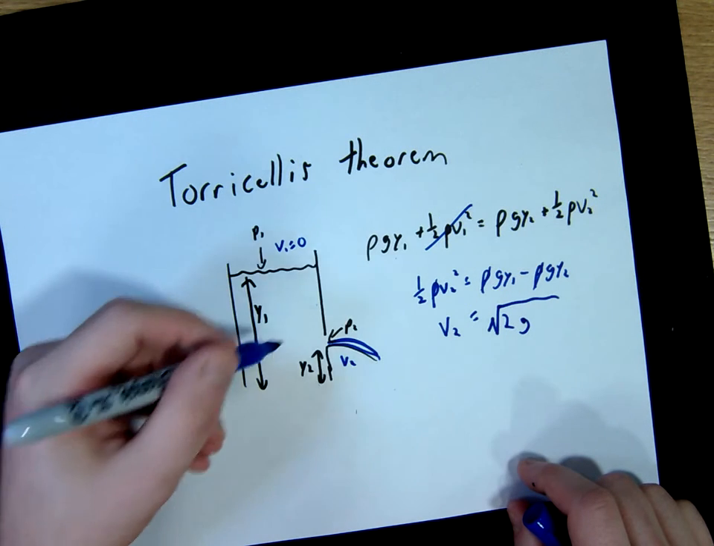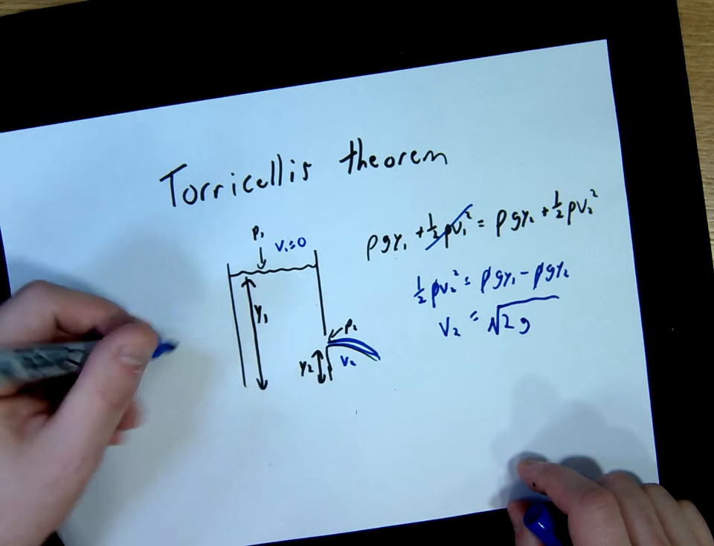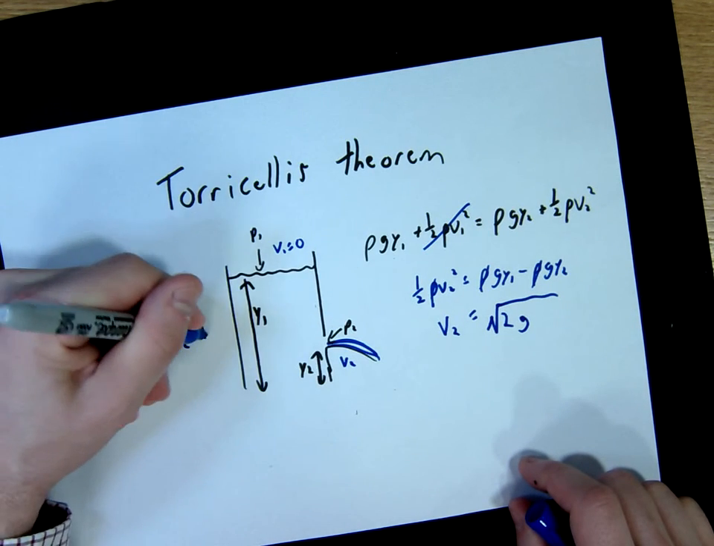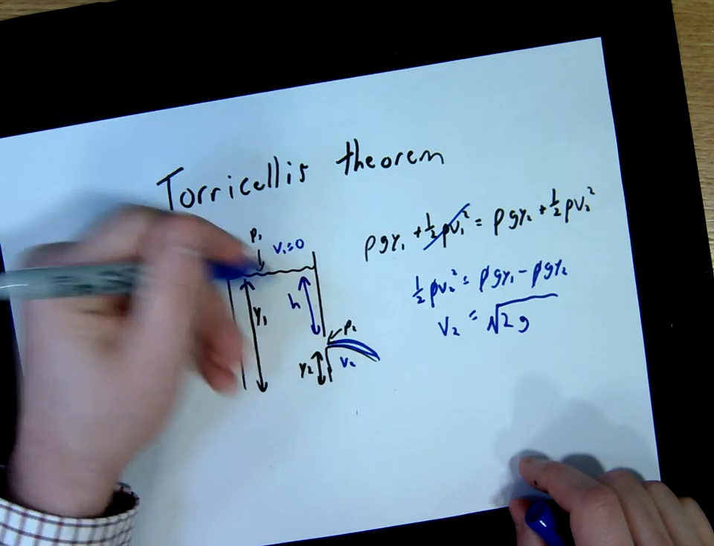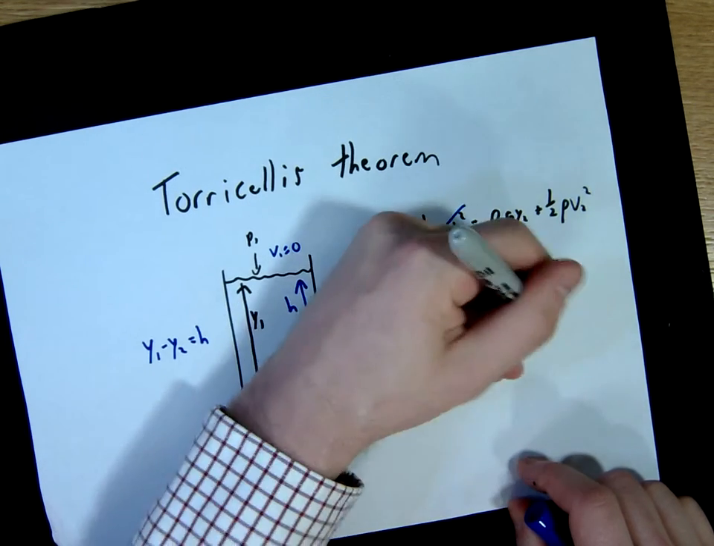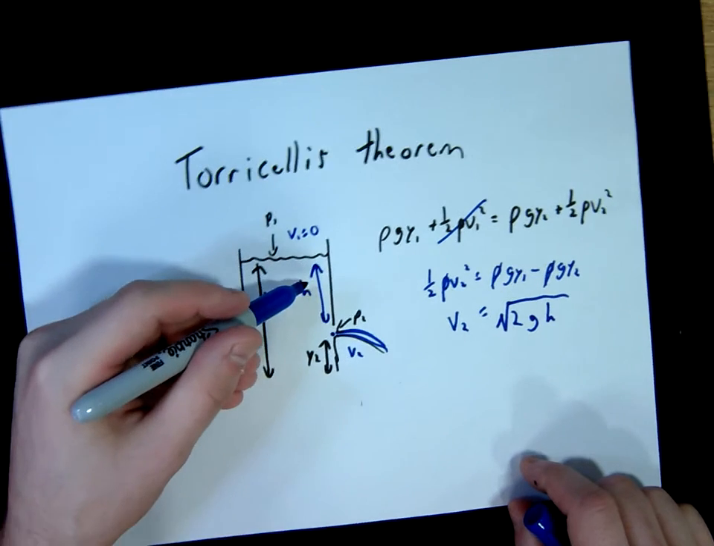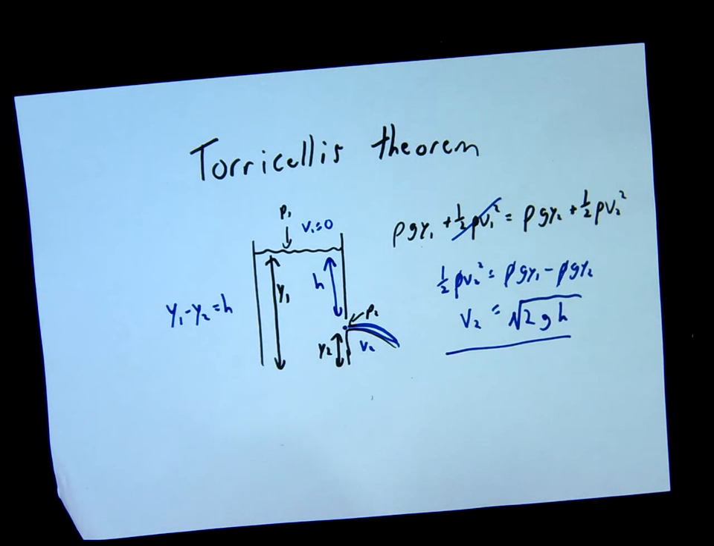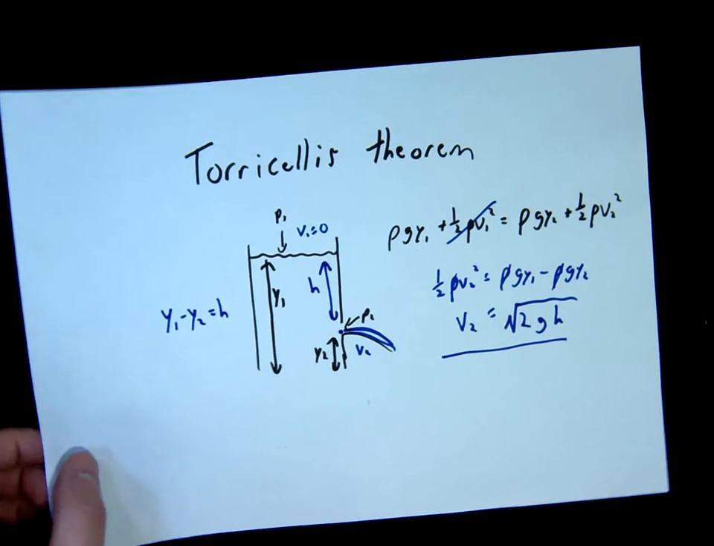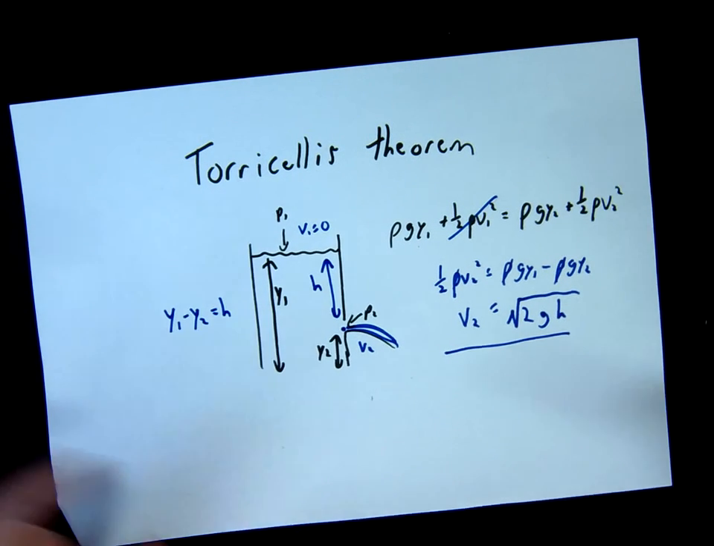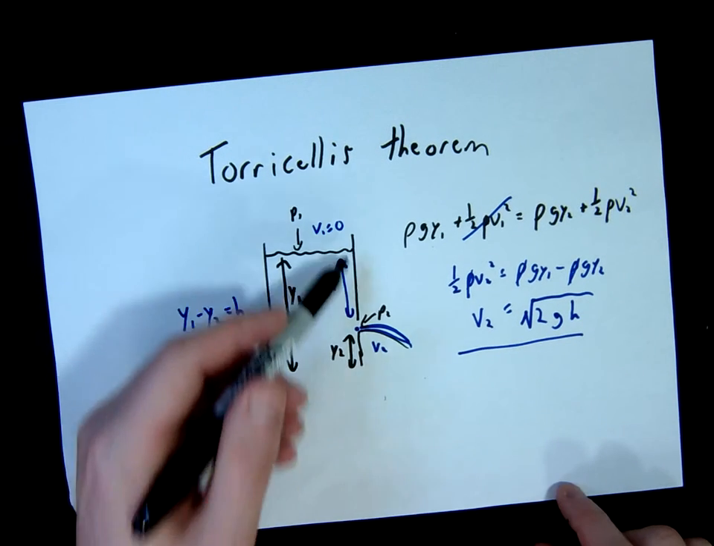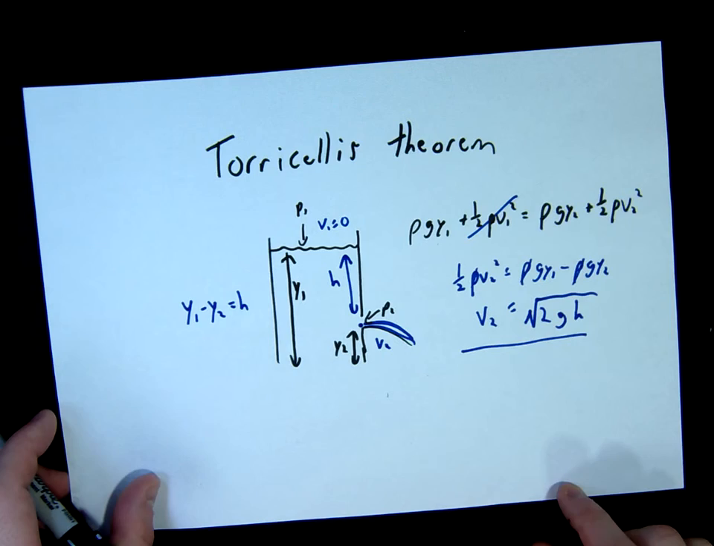g times the difference of y1 and y2. I'm going to say that y1 minus y2 is just h, the height from the hole to that beginning. Just like gravitational potential energy, we can pick our reference point, and so we can call that h. And here's our interesting result. This is actually a very good way of calculating the speed of water coming out of a hole. All you need to know is that h, just like the law of conservation of energy.